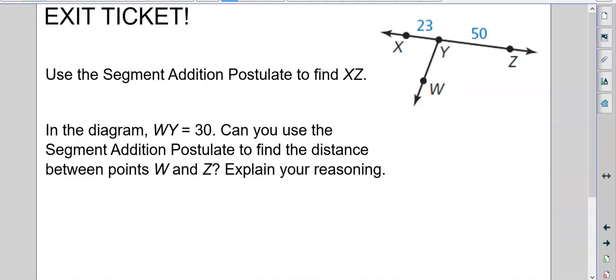Nice thing about math. All right, segment addition postulate to find XZ. So we know this is 23, this is 50. Find the whole thing. You're going to do that on your own. We'll talk about it in class. It also says in the diagram, WY, this piece right here, is 30. Can you use the segment addition postulate to find the distance between W and Z? So come in prepared to talk about that.